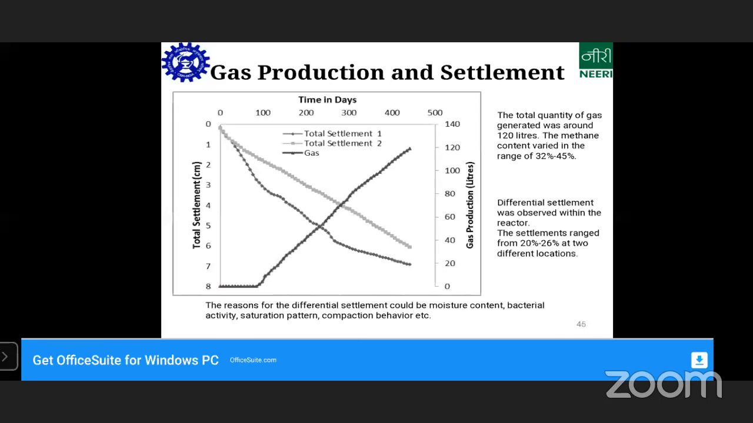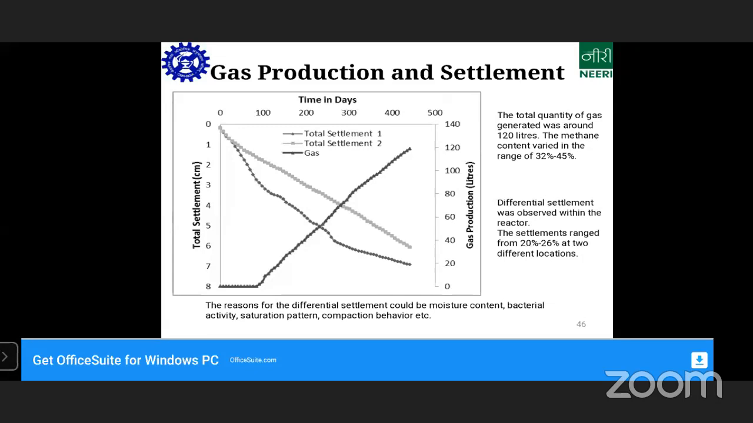So finally, in that setup, you can see simultaneously the gas production and settlement. I'll just explain the relationship between this and that. You can see the total settlement coming down. What is settling means whatever organic component was present is getting converted into methane and carbon dioxide. So the carbon is getting reduced.